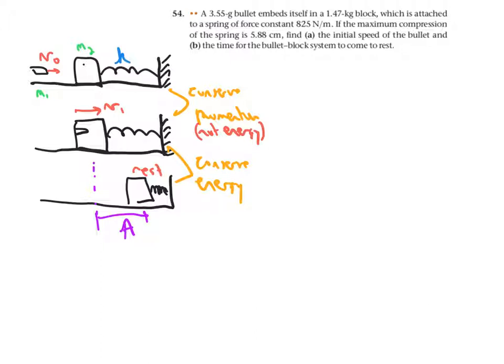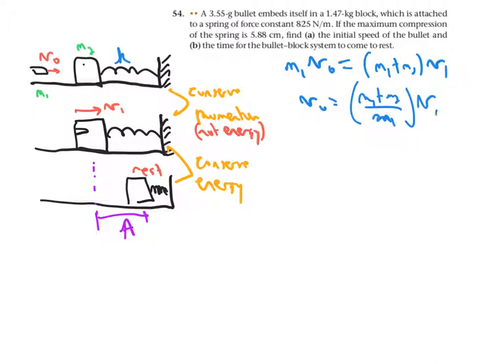Let's take our momentum and say that our original mass m1 times v0 equals the final mass, which is m1 plus m2, times v1. And therefore v0 is going to be the sum of the masses over the bullet's mass, all times v1. The sadness there, of course, is we don't know v1. So we're going to get v1 by using the energy conservation.